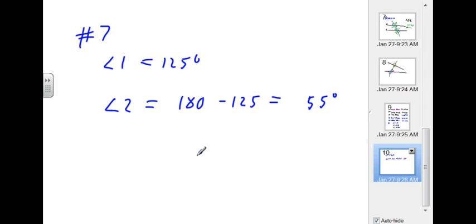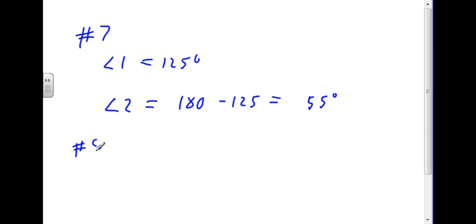Find angle 4. Number 8. Find angle 4. What do you think? 125 degrees? See, it's the vertical angle of angle 1. Turning the page.